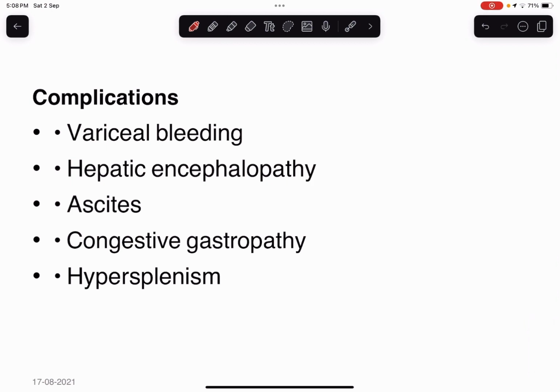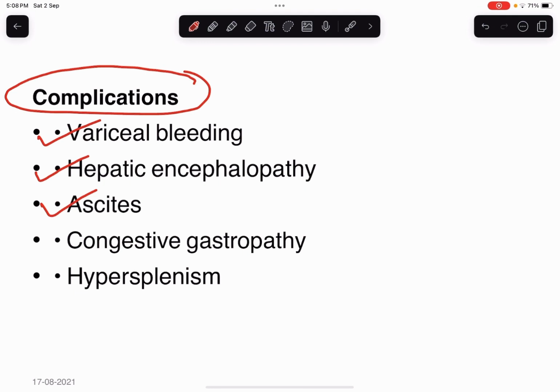Now coming to the complications of portal hypertension, I will not go into the details because I am going to discuss it in upcoming classes. Complications could be variceal bleed, hepatic encephalopathy, ascites, congestive gastropathy and hypersplenism. These are some very important complications of portal hypertension which should really be taken care of, otherwise they become life threatening.